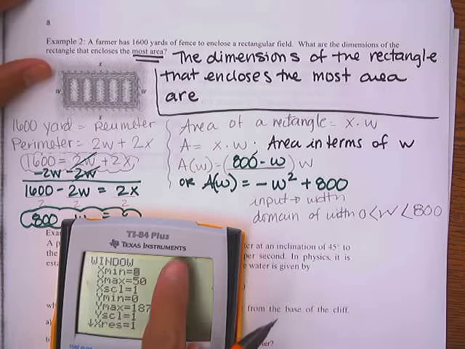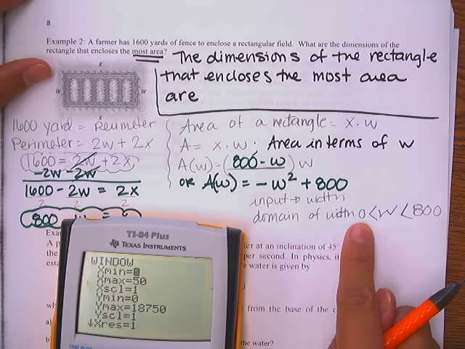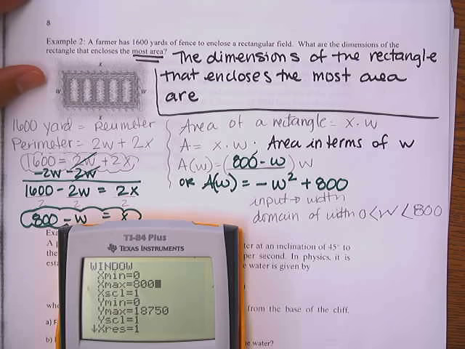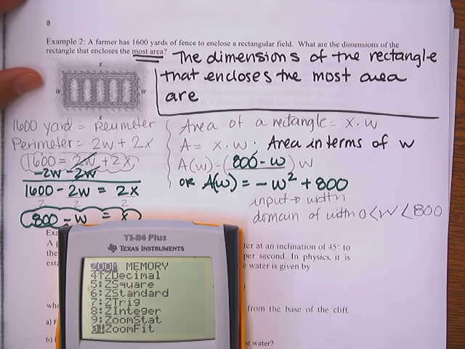Okay, so that's how I determine my dimensions. So I can put it in my x min and x max. I can have as close to 0 as I want, I just can't be 0. And I can have as close to 800 as I want, it just can't be exactly 800. Okay, so now that I have that in, let's do zoom and zoom fit. So we're going to go down to number 9. Nope, number 10. Hit enter.